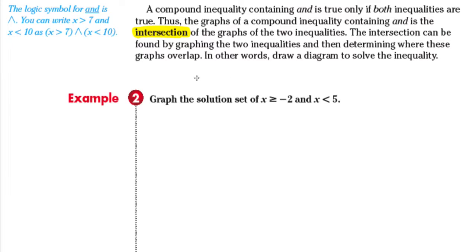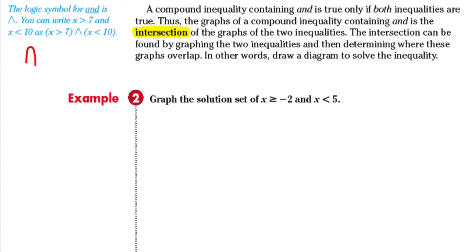Before we go to example number 2, let's talk about intersection. Before that, let's read this. The logic symbol for and is an upside down V. You can write x is greater than 7 and x is less than 10 as x is greater than 7, the intersection, and x is less than 10. So the upside down V is the symbol for and, or intersection. When you take your entrance exam, for example, intersection can also be an upside down U.